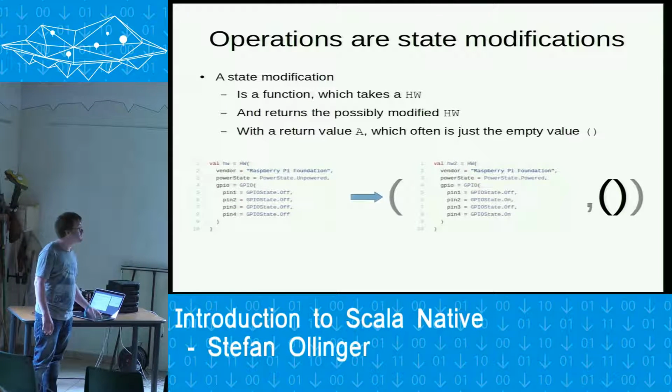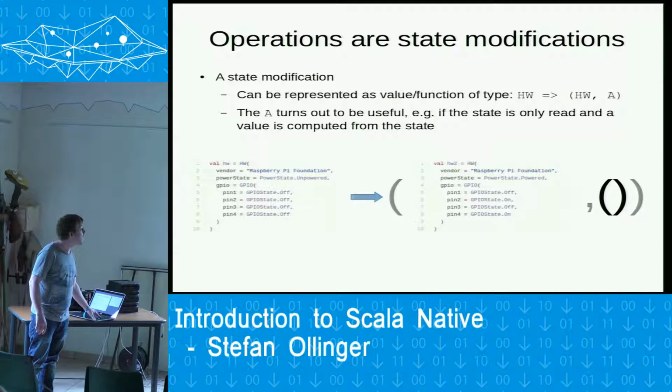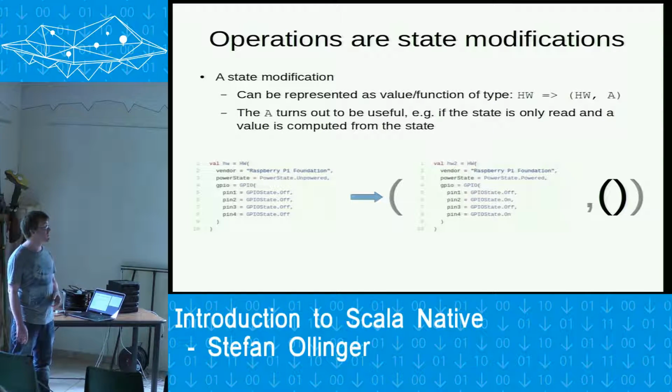So if we want to switch a pin from off to on, we can just write a function which takes in a value of type hardware, and returns a new value. And additionally to the new hardware, we also are able to return an additional return value. So we return 2 values from the function. So this is a function from type hardware to hardware and some A.